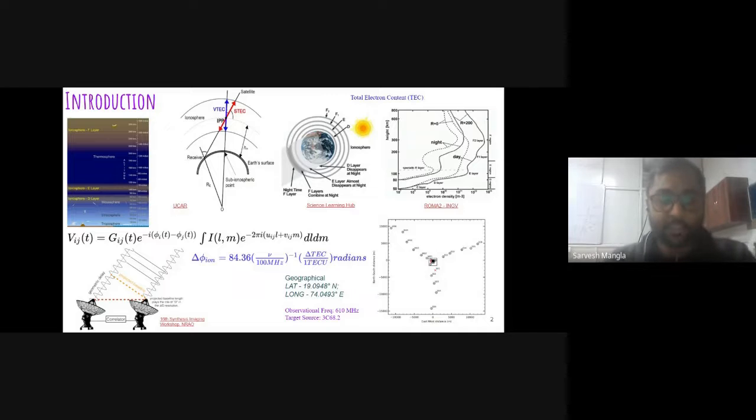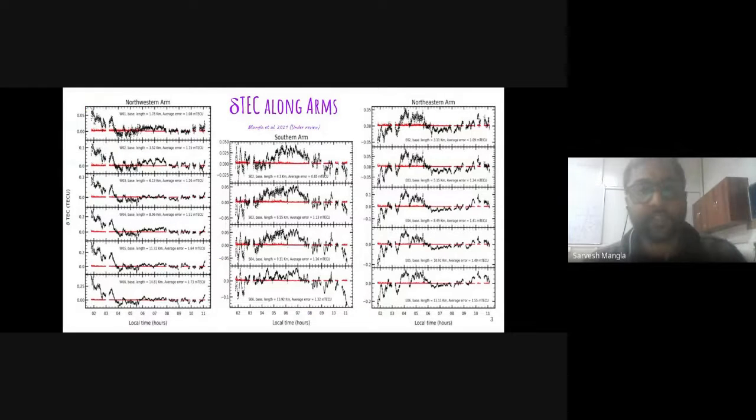We get differential TEC. Here is the layout of GMRT, and we have observed a bright radio source at 610 megahertz. We converted the differential phase value to differential TEC. Here are the plots of differential TEC as a function of time for antennas in the arms, and the median absolute deviation is plotted in red. One sigma uncertainty is about a milli-TEC unit, which shows the ability of GMRT to detect small scale fluctuation.